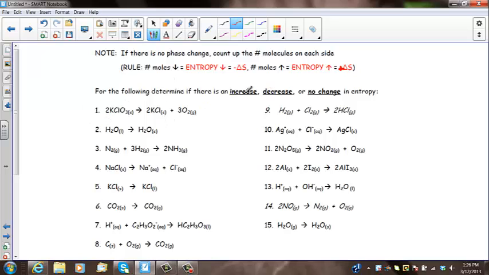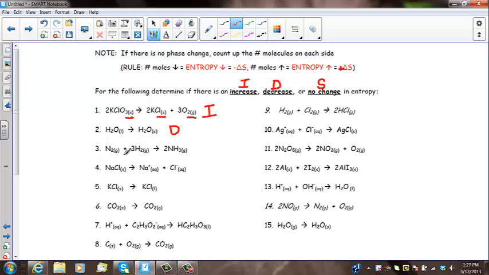So for each of the following, determine if there's an increase. We're going to use I for increase. We're going to use D for decrease. And if there's no change, we'll just put an S for same. So when we look at this first one, we've got solid, solid, and gas. So you're going from an all-solid state to a mixed solid and gas state, so our entropy is increasing. And the next one, you're going from a liquid to a solid, so you're going from less ordered to more ordered, so our entropy is decreasing.